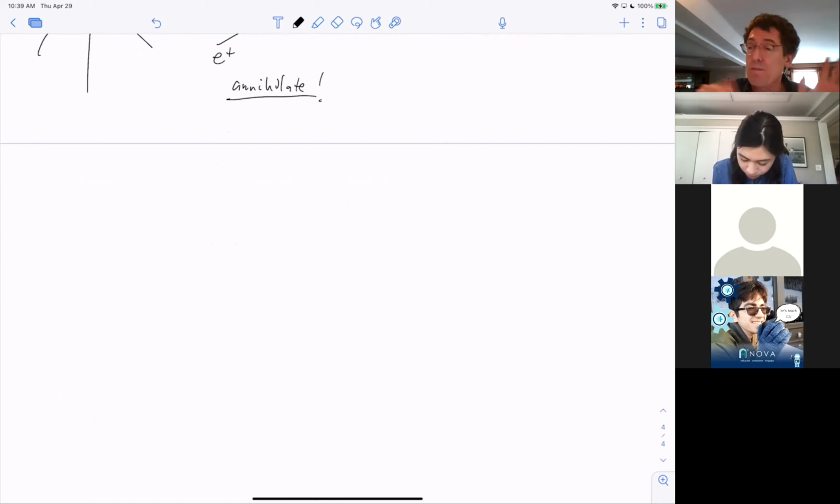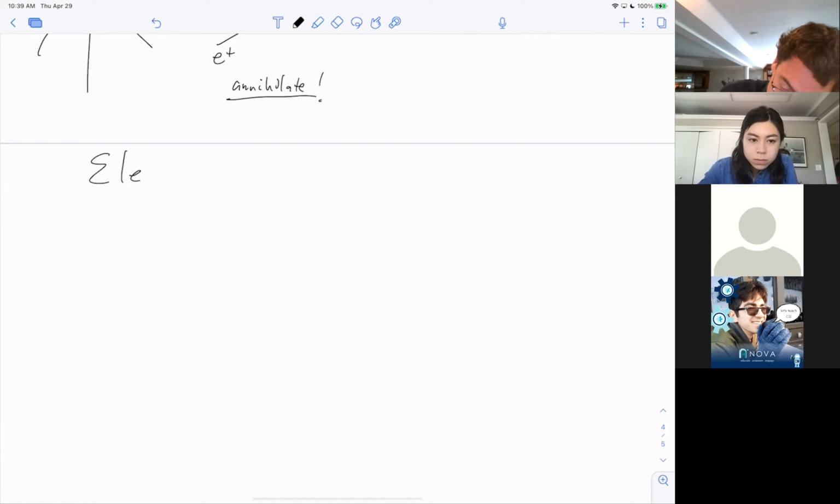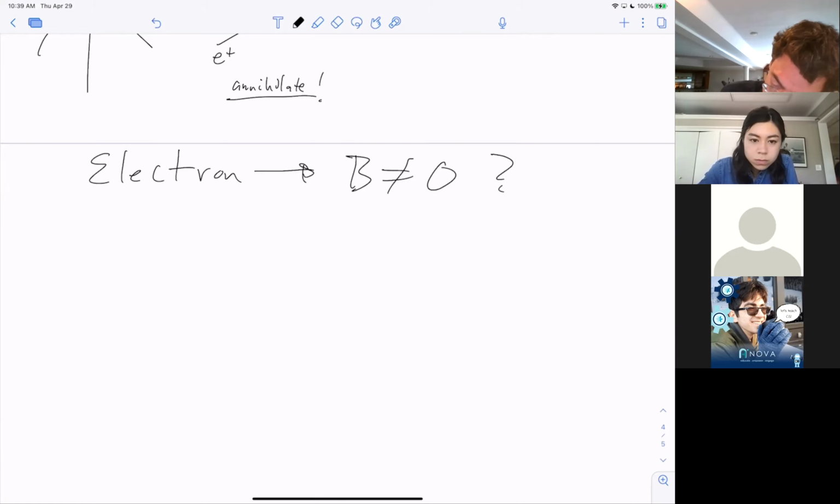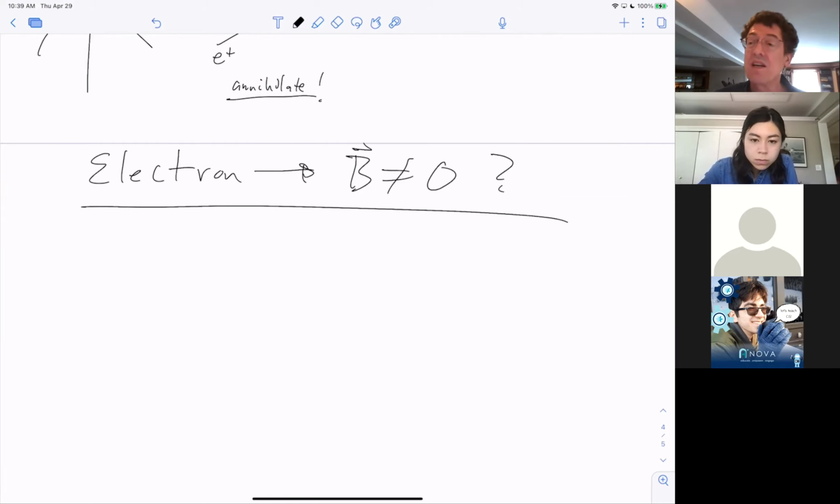Okay, so that's all I want to talk about: particles, antiparticles. But let's take all of these concepts one step further. Let's ask ourselves, what happens if I have an electron, and what happens if I turn on a magnetic field? Can the electron feel the magnetic field?